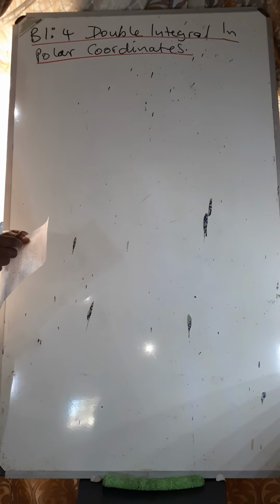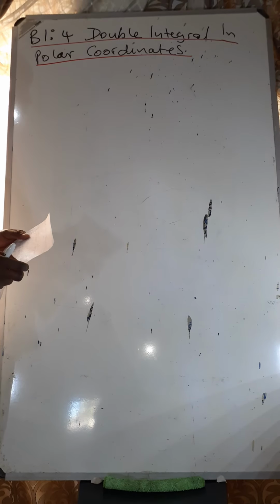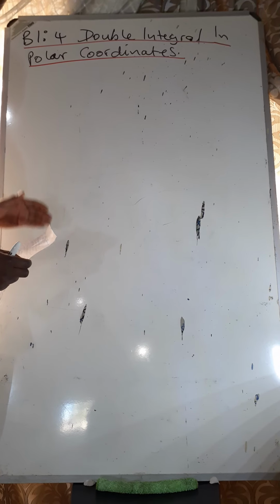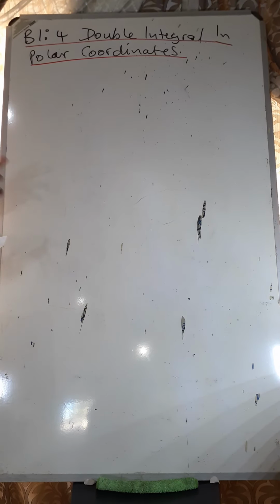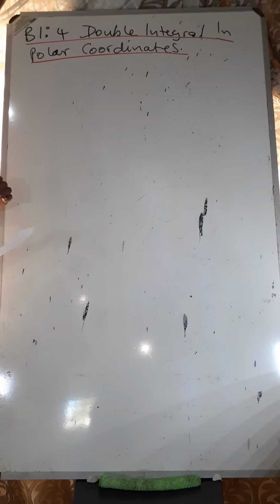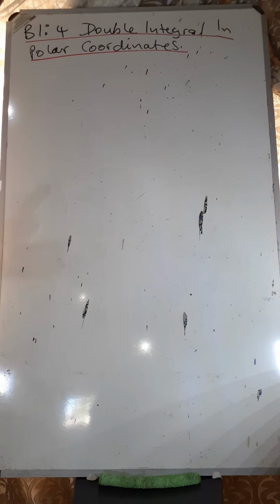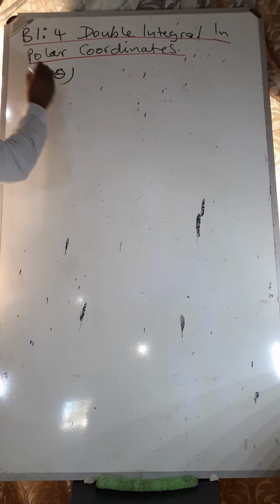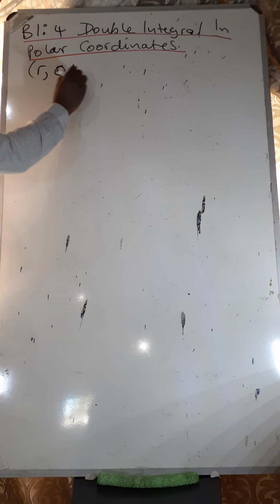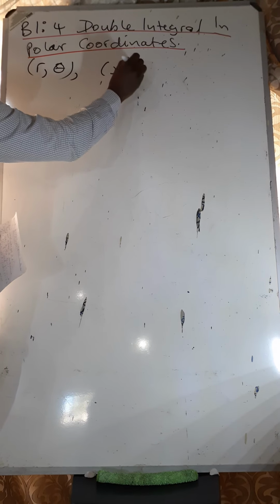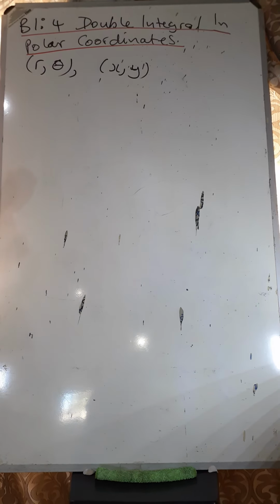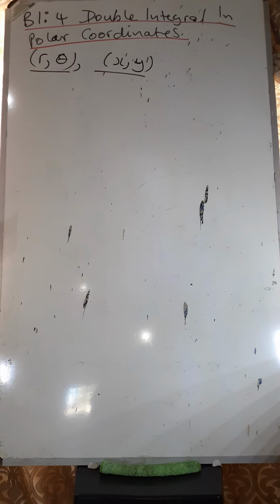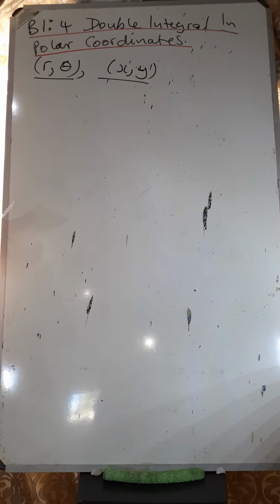We are continuing with the double integral. Now we are looking at another aspect of double integral, considering what we call polar coordinates. Remember, for polar coordinates, we have these coordinates r, theta, as opposed to Cartesian coordinates x, y. So we want to find the relationship between r theta and xy, r theta being the polar coordinates.